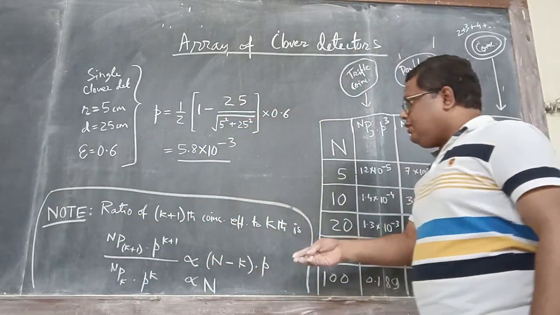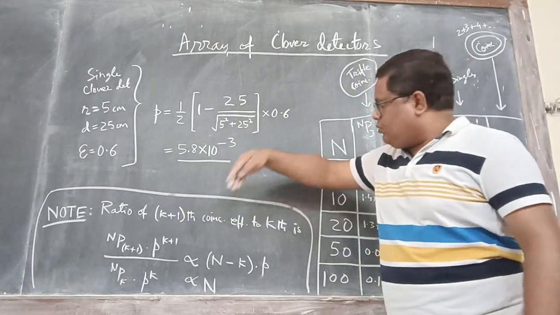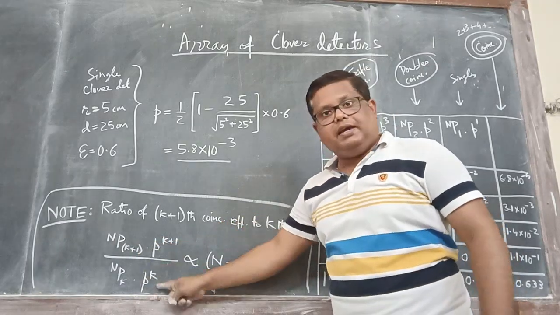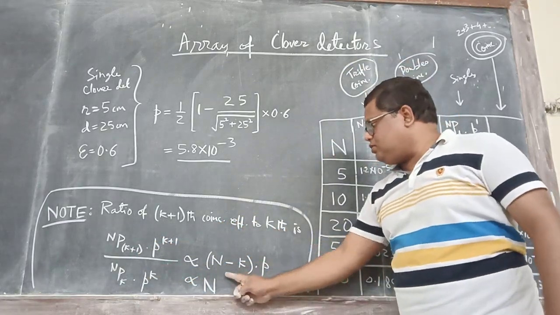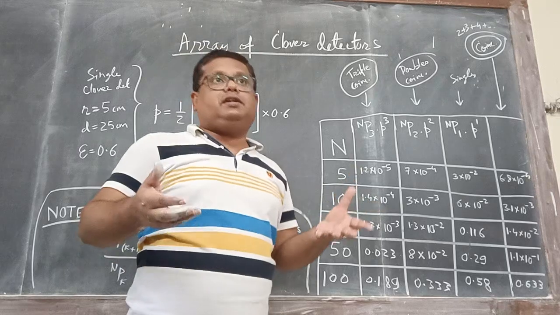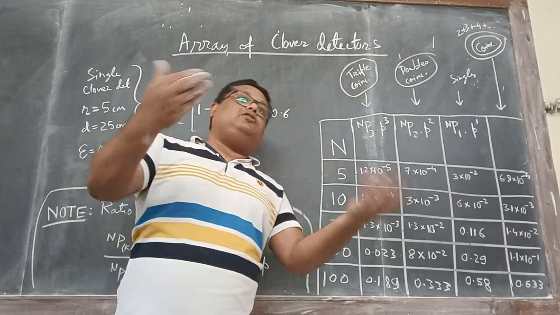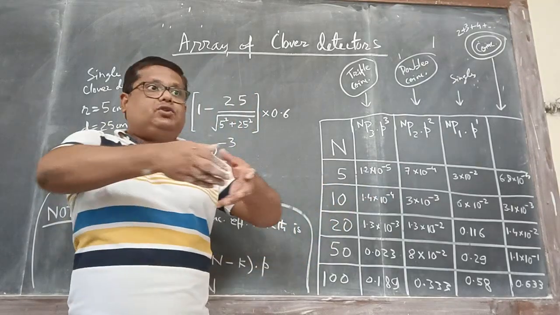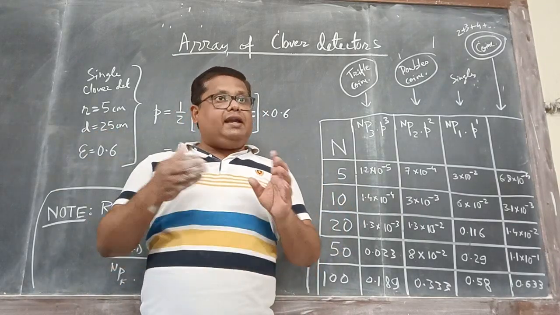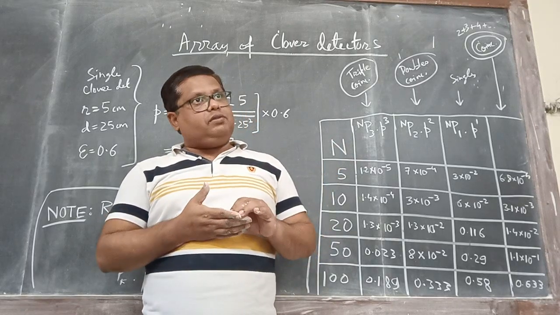Look over here. See, the ratio of the k plus 1th coincidence efficiency to the kth efficiency is what? K plus 1 divided by k, and this comes out to be proportional to n minus k into p, or this is proportional to n. So if we have more number of detectors, then the higher fold efficiency is greater, the overall advantage is also greater, and this way we can do data cleaning. We can identify the structure much more clearly than in the lower number of detectors scenario. You understand what I am saying?